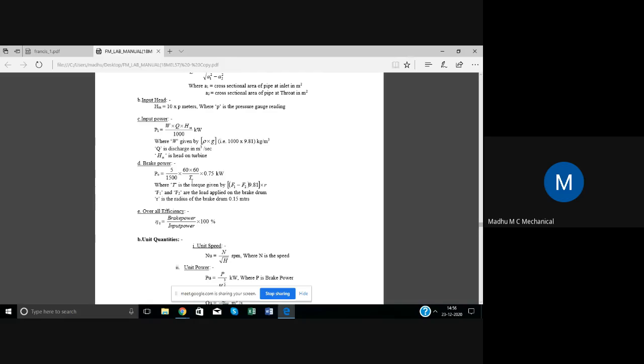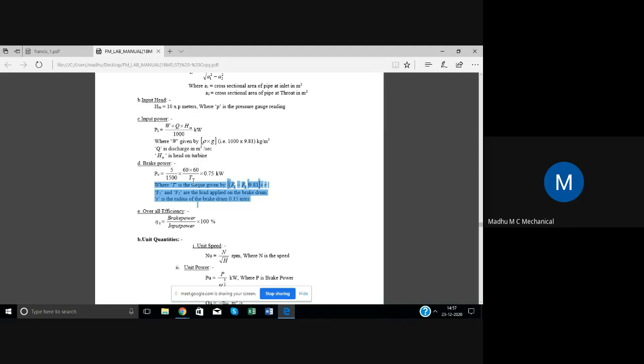See here, this is not the torque. They have made a mistake. This T is the time taken for 5 revolutions. This T is the last column, time taken for 5 revolutions, 130. You have to put 130 there. Don't take that formula, T is F into F1 minus F2 into 9.81, that is for mechanical loading. Don't take that one. 5 by 1500 into 60 divided by 130 into 0.75. That is your P naught value.